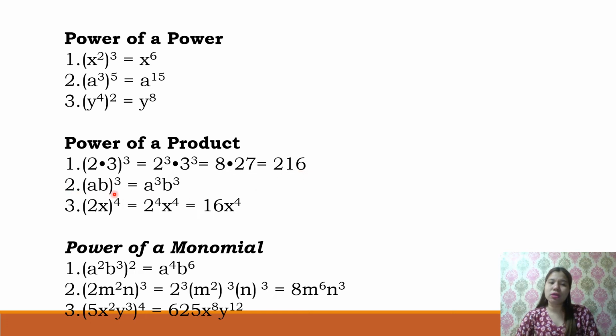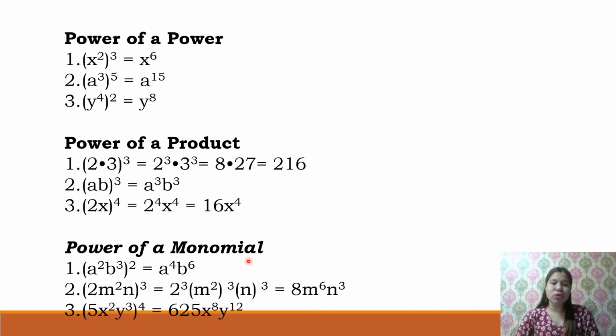For number 2, quantity of AB raised to 3 is we have A cubed, B cubed. Quantity of 2x raised to 4 is we have 2 raised to 4, x raised to 4. 2 raised to 4 is 2 times 2, 4 times 2 is 8, times 2 is 16. So we have 16x raised to 4.